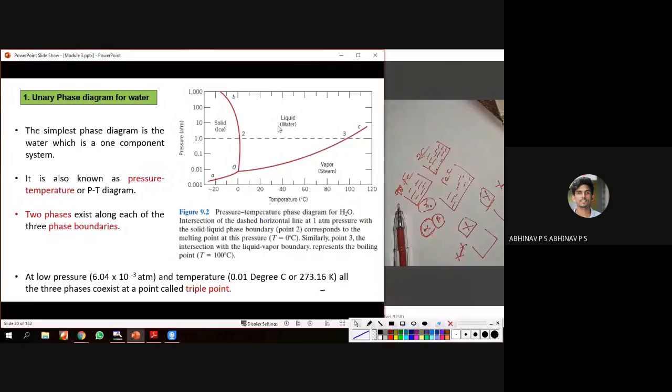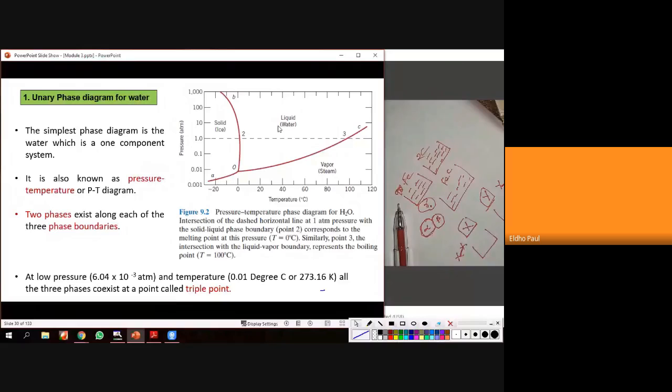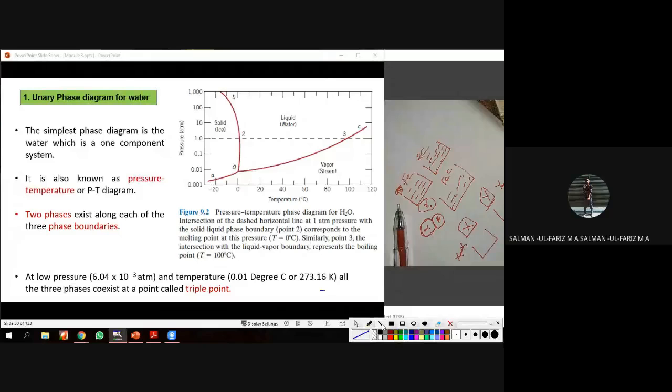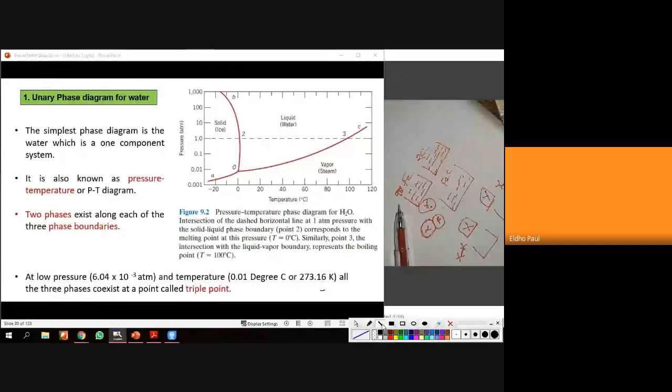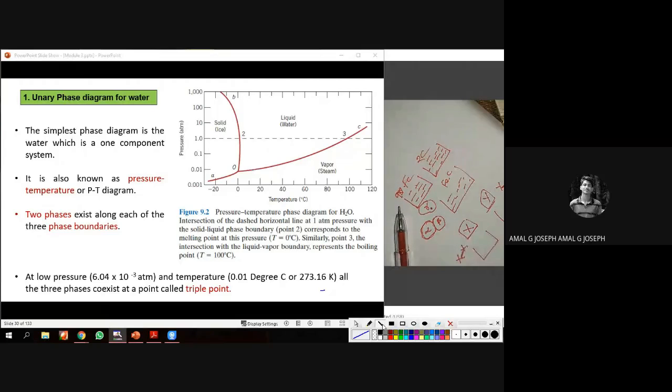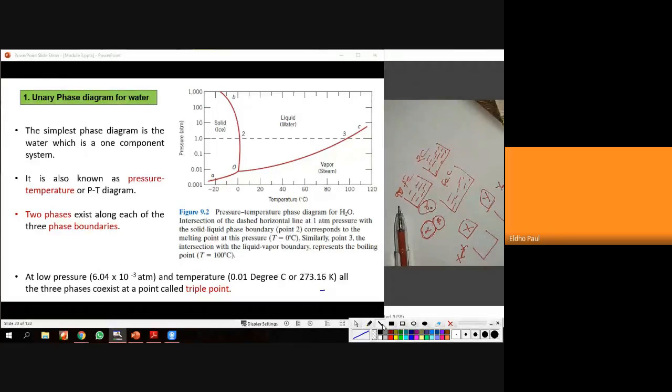Three phases are there. One phase is ice or solid phase. Second one is liquid phase, water, and third is vapor phase or steam. So you may be familiar with this: what is the boiling temperature of water? 100 degrees Celsius. What is the freezing temperature of water? Zero. So 0 degrees and 100 degrees.